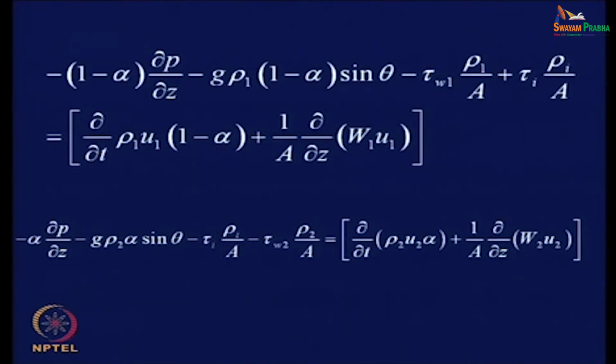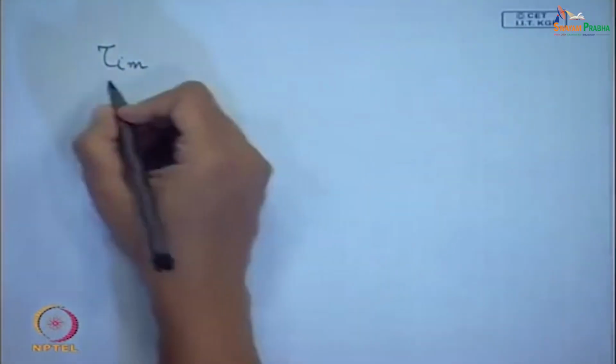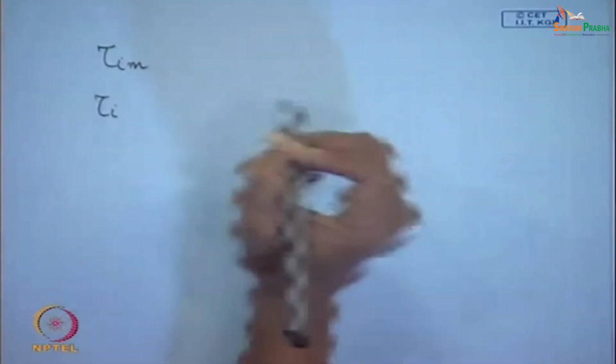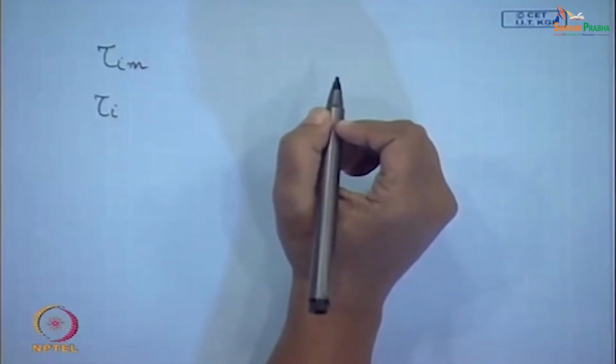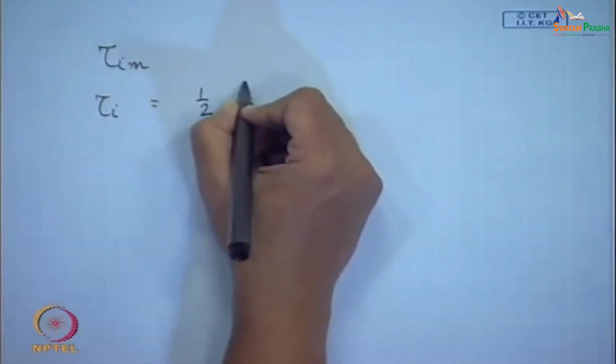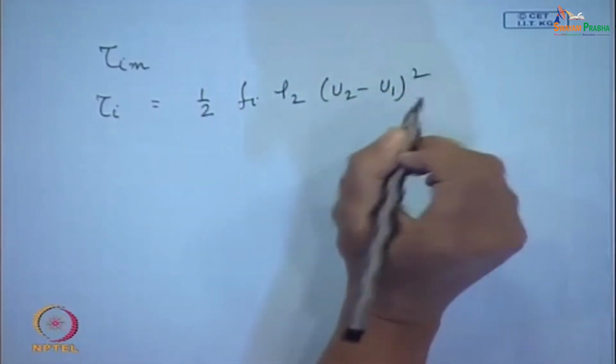Now, in this particular case, we find out that normally we do not have much data on this. So, what we do? We assume that in presence of mass transfer, say the tau I can be expressed in terms of tau I m, okay? And in absence of mass transfer, we can express it in terms of tau I, which we have already defined. Now, this tau I, what is this? We can define it as half f I rho 2 into u 2 minus u 1 square.